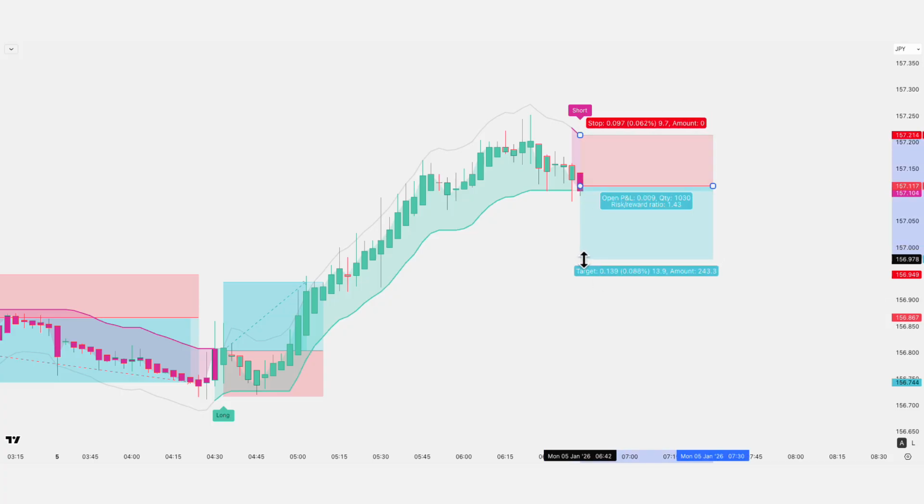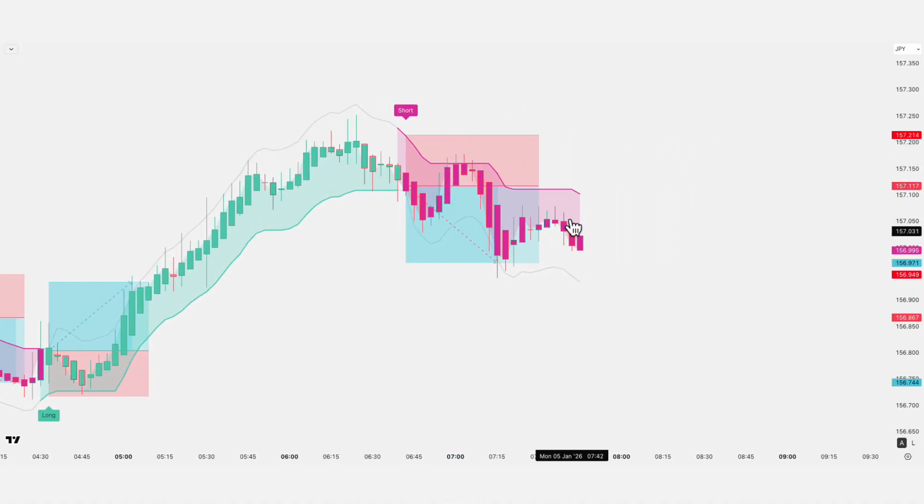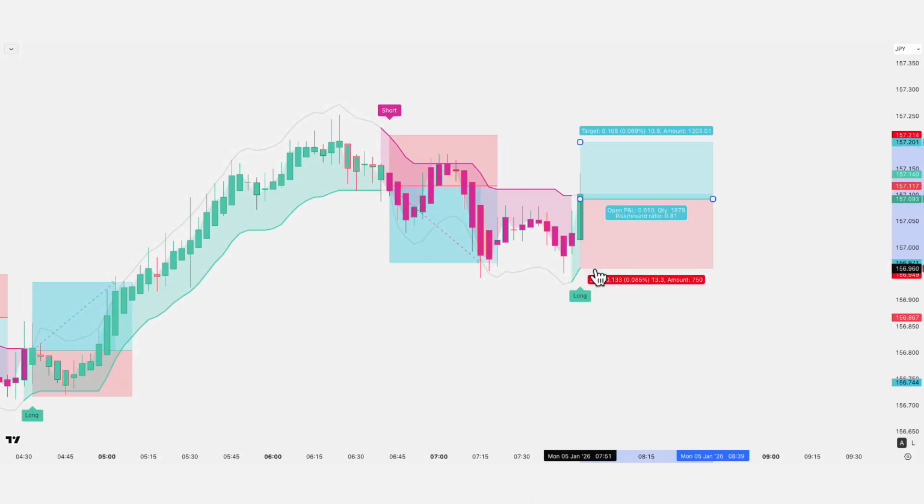Instead, I wait for candle confirmation. Because smart trading is not about jumping into every signal, I first confirm whether the momentum is genuinely on the buyer's side or not. Once I get proper confirmation, I enter a buy trade.